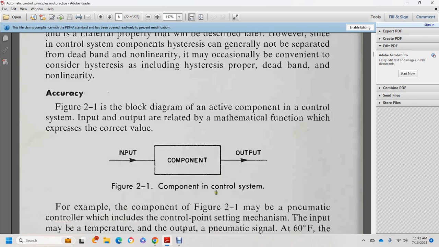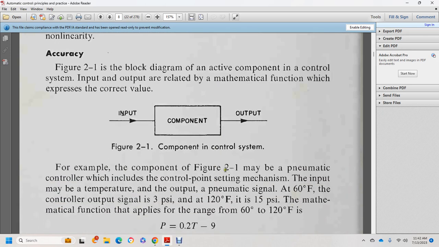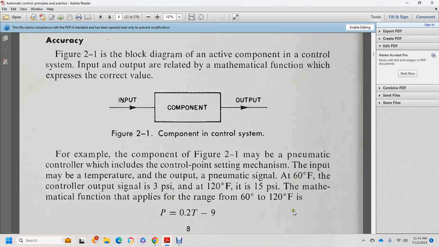Input, component, output. In a control system, for example, the component of figure 2-1 may be a pneumatic controller, which includes a control point setting mechanism. The input may be a temperature, and the output may be a pneumatic signal. At 60 degrees Fahrenheit the controller output signal is 3 PSI, and at 120 degrees Fahrenheit it is 15 PSI.